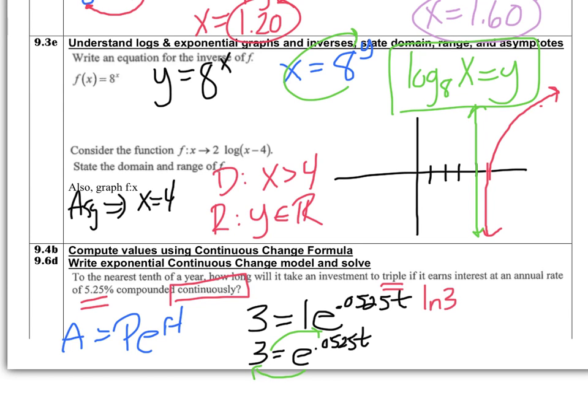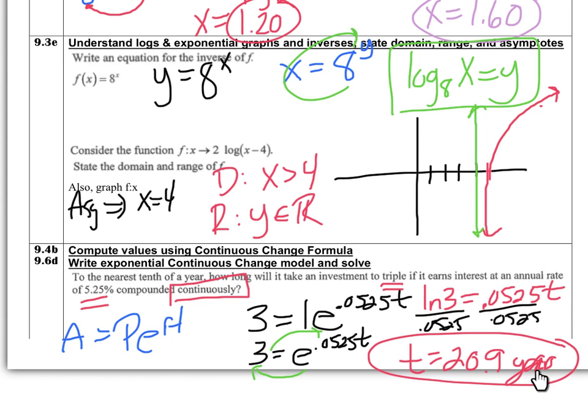So natural log of 3 is 0.0525t. I can wrap this problem up by just dividing both sides by the 0.0525. And when you do that, you're going to get that t is equal to 20.9 years.